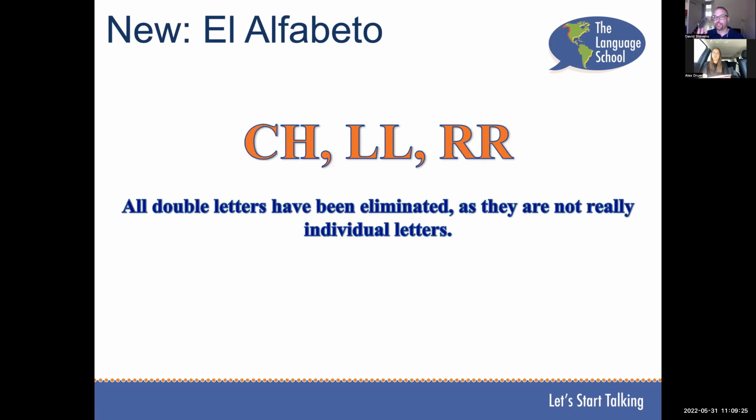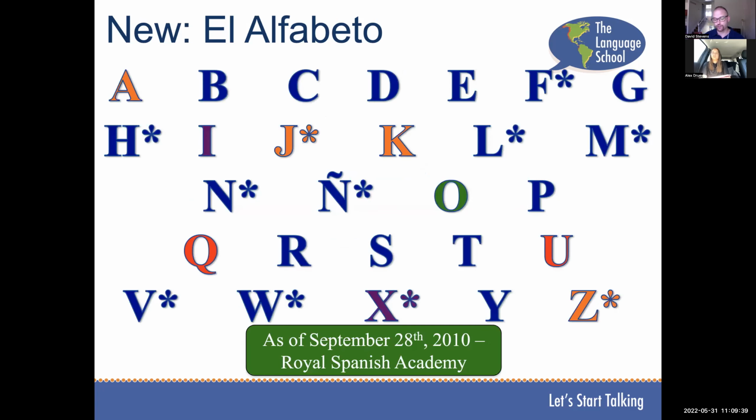Last, there used to be 3 additional letters, and they decided that they weren't really individual letters, they're double letters, so they eliminated these 3 from the official alphabet. So now you don't have to learn these as individual letters. So this is the new official alphabet as of today.